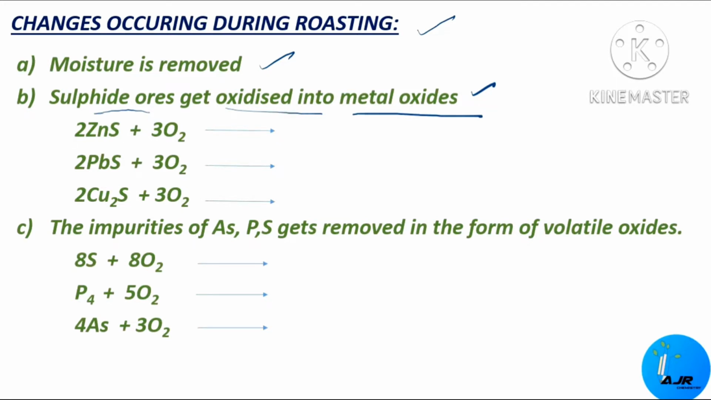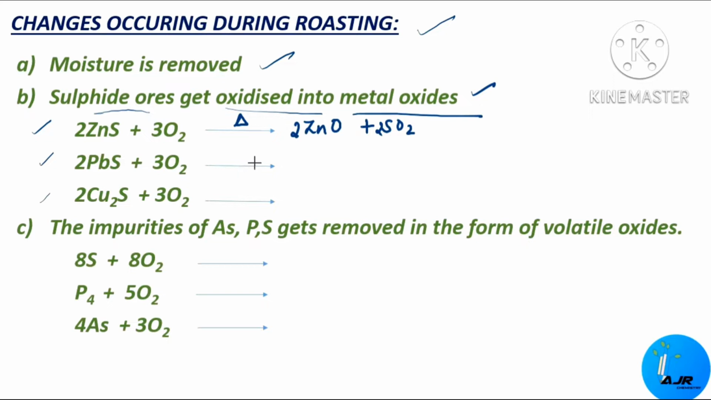I have given three examples now: zinc sulfide, lead sulfide and copper sulfide. How is this carried out? So zinc sulfide is converted to zinc oxide in the presence of oxygen. On heating, this gets converted to zinc oxide, ZnO, plus sulfur dioxide. We get sulfur dioxide. When you balance this, here we put 2, and here also 2.